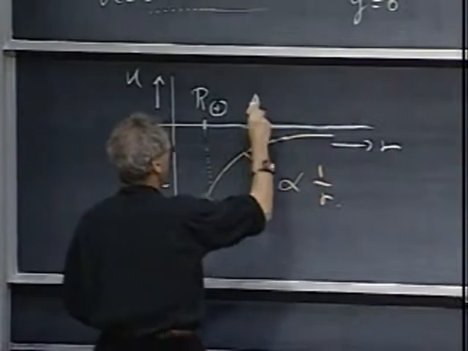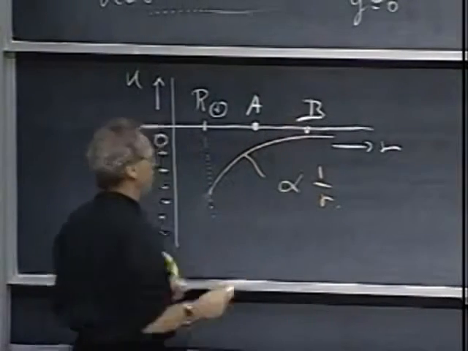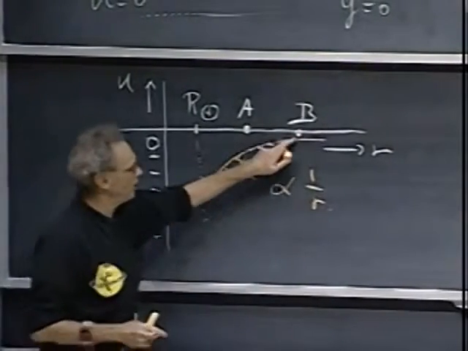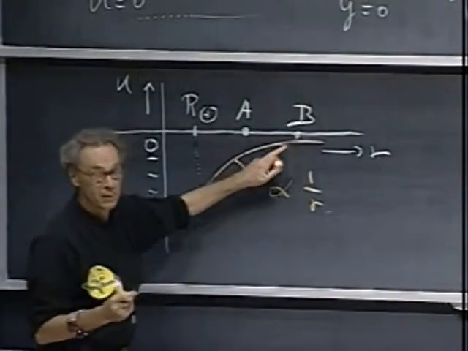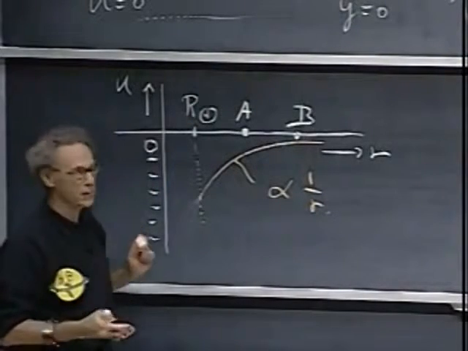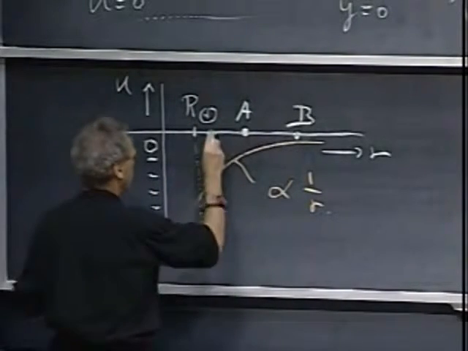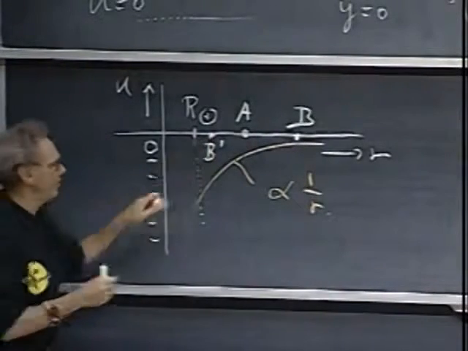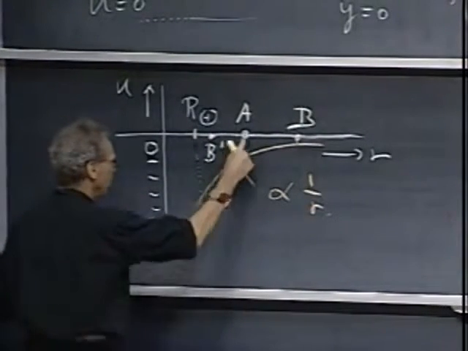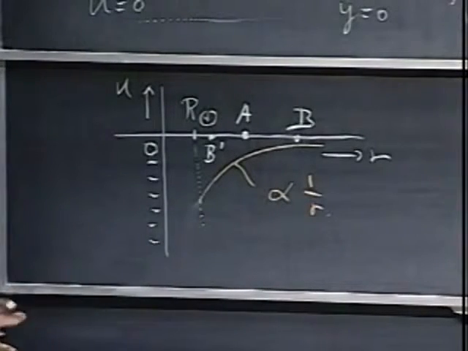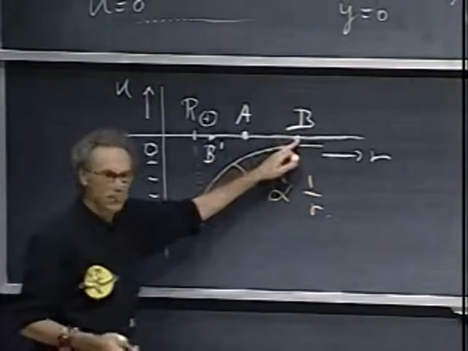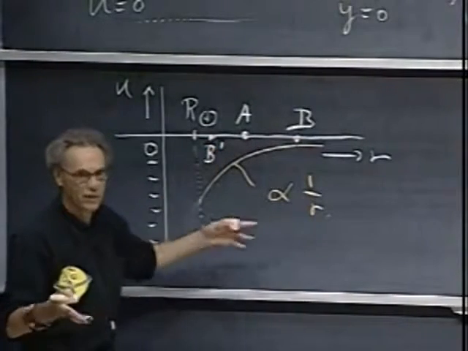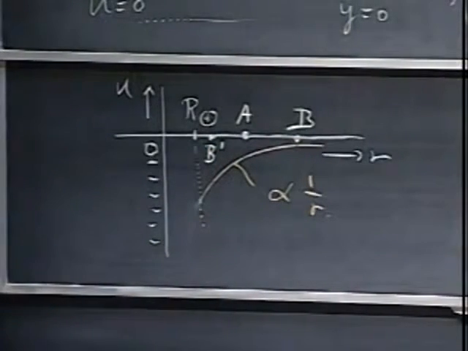If I move from point A to point B with a mass m in my hand, notice that the gravitational potential energy increases. I have to do positive work. There's no difference. If I go from A to another point B prime, which is closer to the Earth, notice that the gravitational potential energy decreases. I do negative work. If I do positive work, gravity is doing negative work. If I do negative work, gravity is doing positive work.